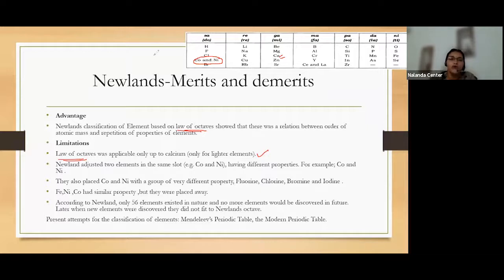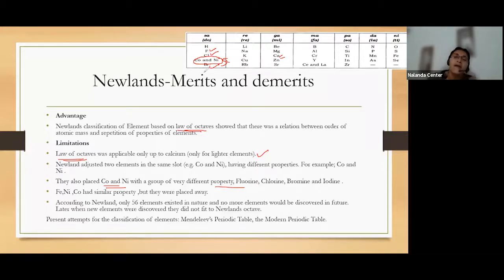And moreover, cobalt and nickel were put with fluorine, chlorine, bromine, which had nothing to do with cobalt and nickel. They were kept in a group with entirely different properties, which is fluorine, chlorine, bromine, iodine. So a severe injustice had happened to cobalt and nickel. First, they had to share a seat. Second, they had been put into a group which behaved entirely differently from them. Fluorine, chlorine, bromine had nothing to do with how cobalt and nickel were behaving.